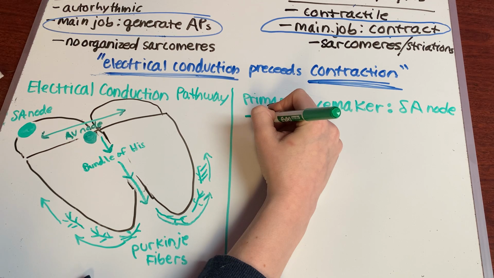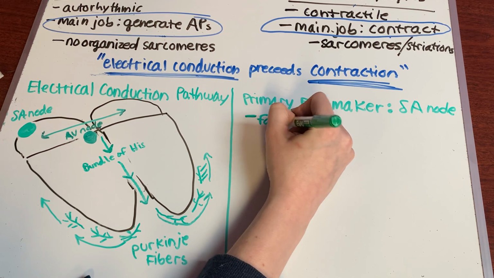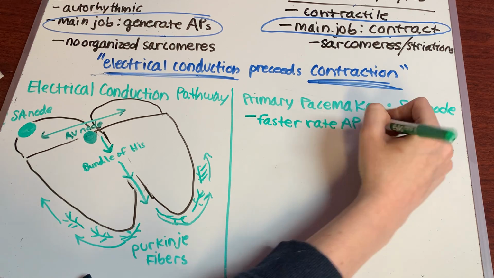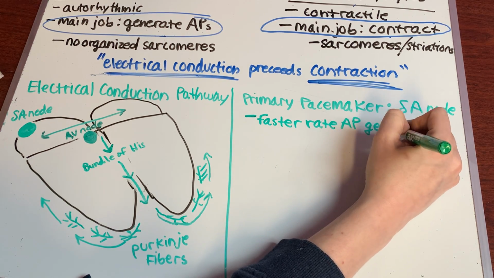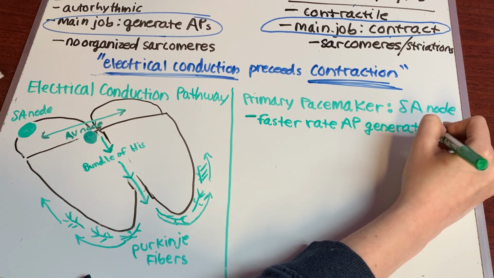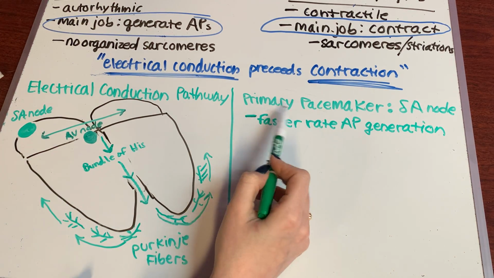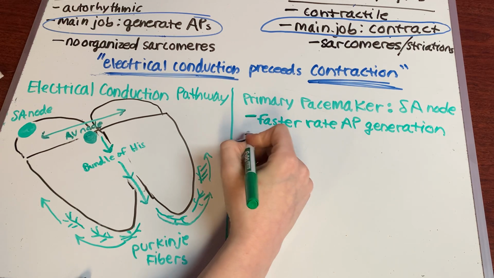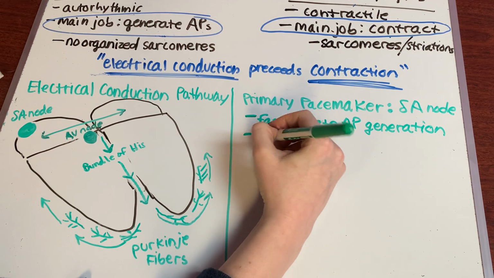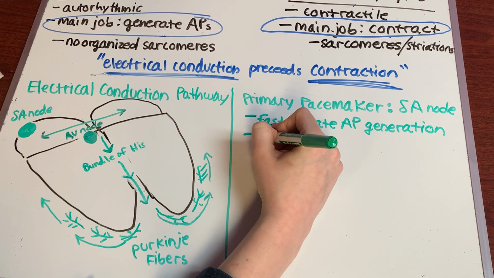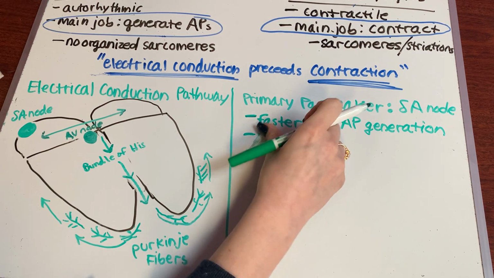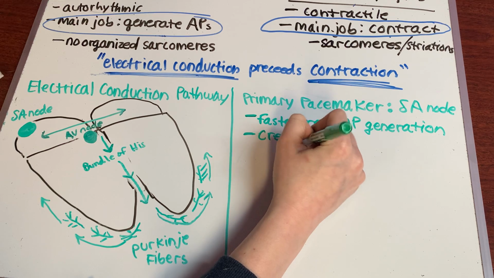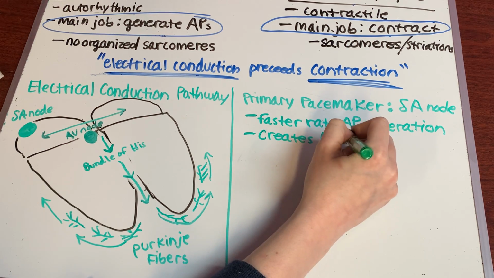So faster rate of AP, action potential generation. And because it's the primary one and it has the faster rate, it is the one that is responsible for our heart rate. I'm just going to put creates heart rate. Okay.